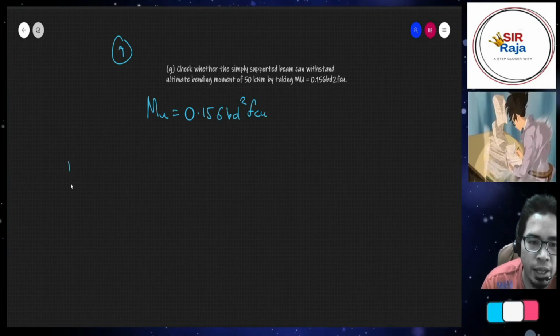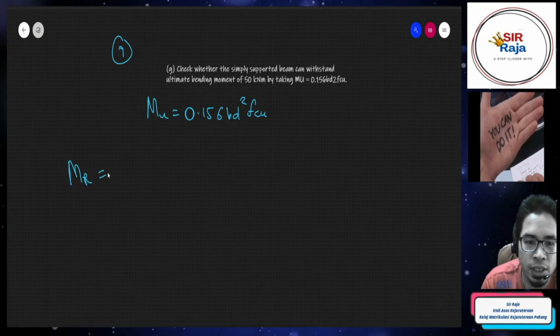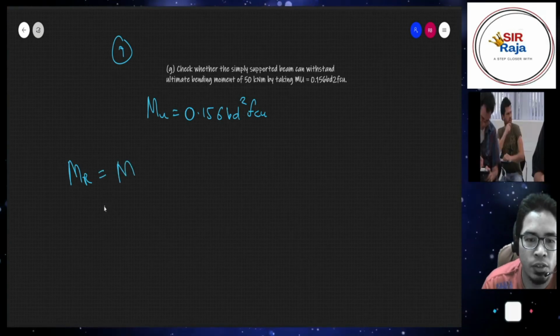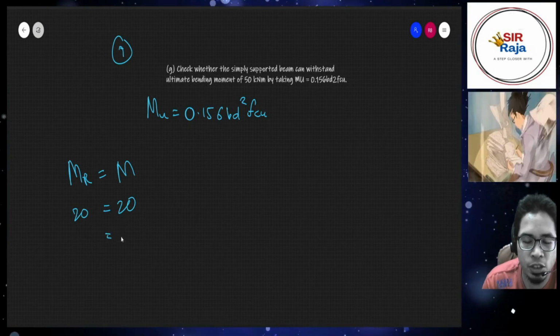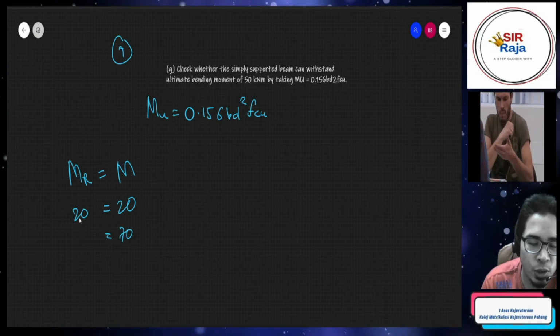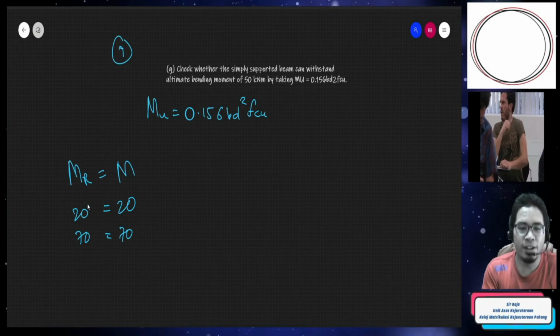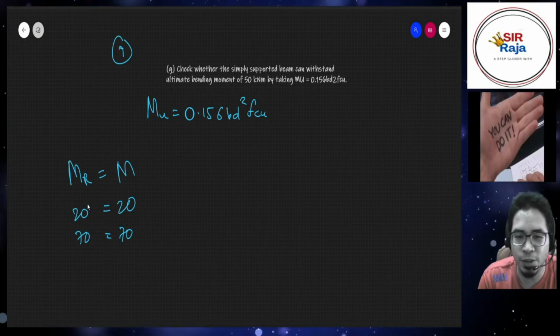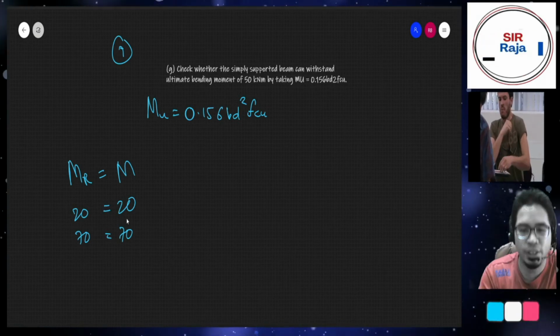MR, the resistance moment. If I punch you 20 times, your resistance should be 20. If I punch you 70 times, then your resistance should be 70 times, so that we can get equilibrium. Sorry for my examples, but I think that one is much easier. So I'm using punching.